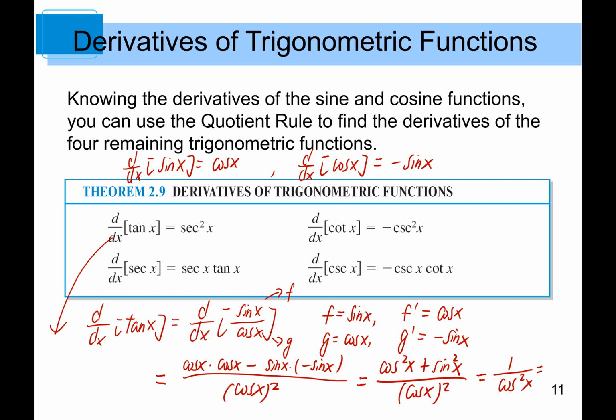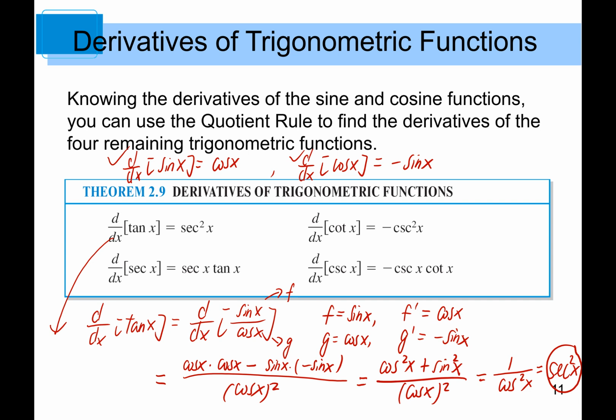And you can split that as 1 over cosine x times 1 over cosine x. That becomes secant x squared. So this is a quick proof of why this is true. You can also use the limit definition of the derivative to prove this, but this is probably easier.